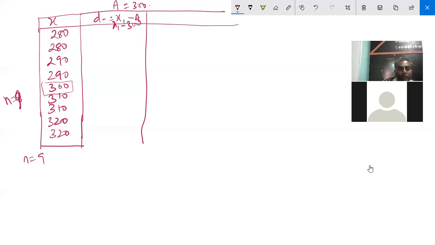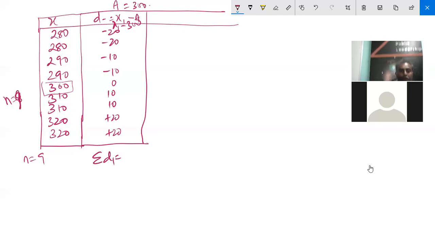280 minus 300 is minus 20. This is also minus 20. Minus 10, minus 10. This is 0. This is plus 10, plus 10, plus 20, plus 20. So sigma d of i is equal to 20 plus 20, 40, 50, 60. This is 60. This is minus 60. Plus 60 minus 60 will be 0. So sigma d of i is equal to 0.